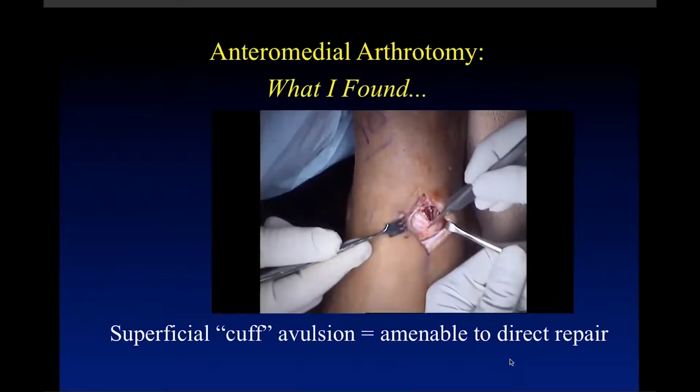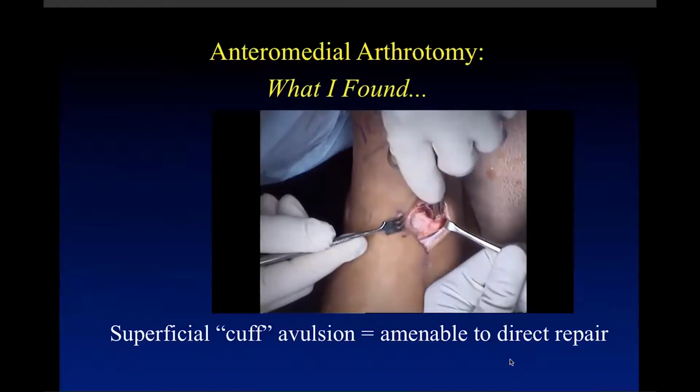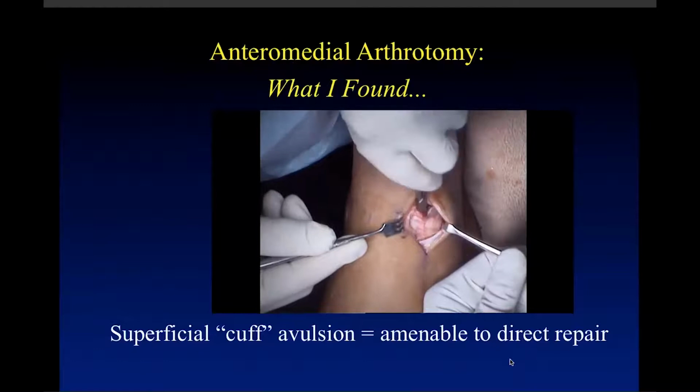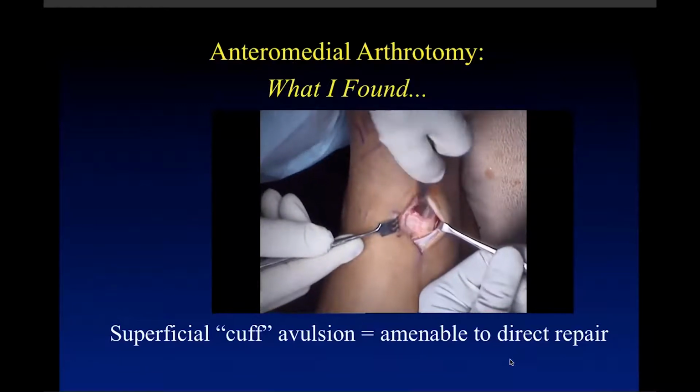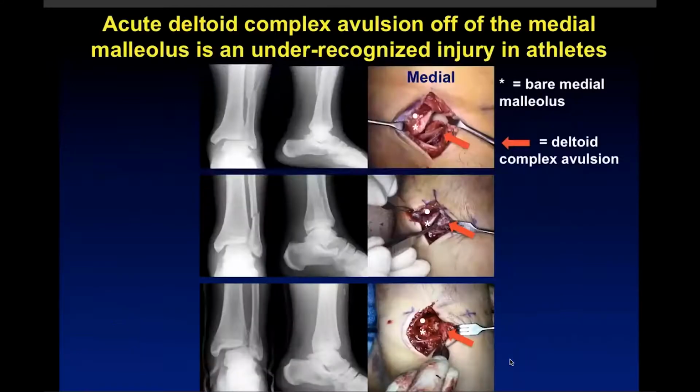So we started opening these up, and this is what we found. This is our anterior arthrotomy, and it's not a mid-substance rupture. This is a cuff avulsion of the superficial deltoid with its extension of the spring ligament and the anterior capsule. And this is amenable to direct repair. So again, this is something we saw time and time and time again. These are Weber C, Maisonneuve type injury patterns. Even the one at the bottom is a Weber B.